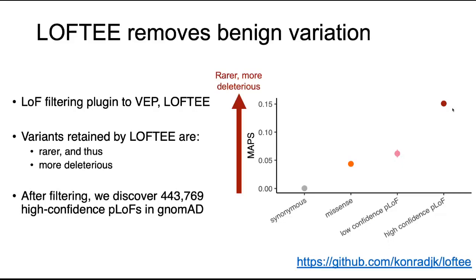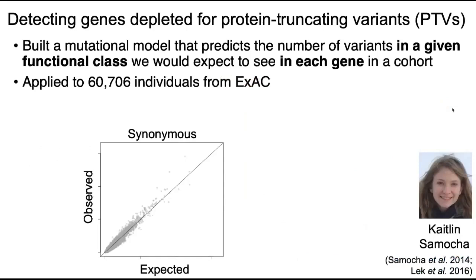So the interesting thing, and I'm sure what many of you are interested in, is that with this kind of high-quality catalog of predicted loss-of-function variants, we can look not only at the genes which do have loss-of-function variants in the general population, but also the genes where we don't see any. A few years ago, Kaitlin Samocha built a model to do just this. Using first principle mutational models, so the mutation rate of every transition that we know about for single nucleotide variants, this model predicts the number of variants in a given functional class that we would expect to see in each gene in a cohort.